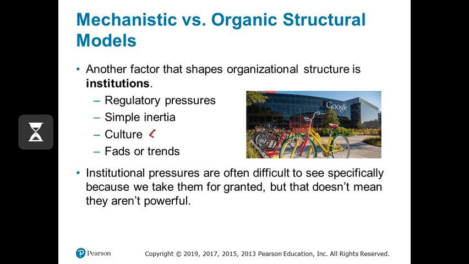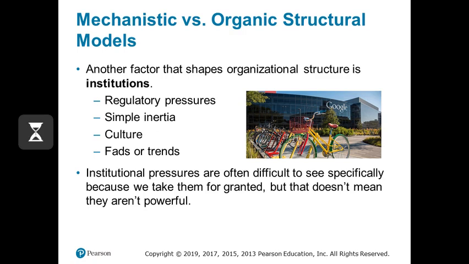Then we have our culture, and these are obviously all sorts of different aspects of our society that are going to influence how we work. For example, in a culture that places a lot of value on power, we might see more hierarchical organizations. So, when power distance is important, hierarchy is going to be important. When power distance is not important, we may be more likely to see an organic structure.